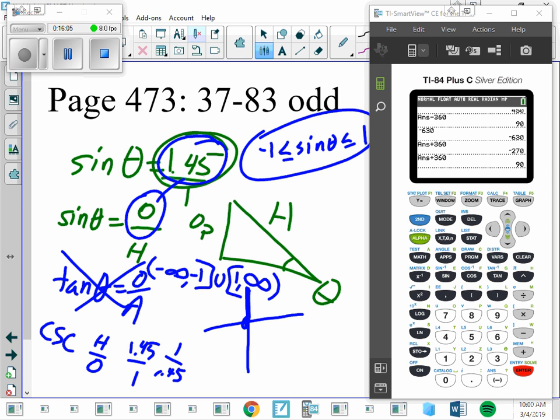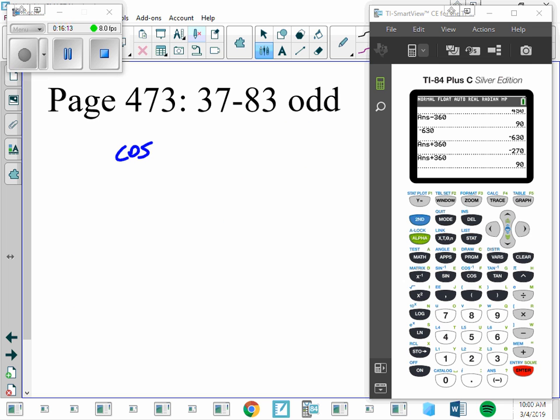The next one, evaluate the following expressions exactly. So we just use the unit circle. If I wanted the cosine of 120, I grab my unit circle and look at 120. Do I look at the x value or the y value? The x value. At 120, the x value is -1/2. Easy enough. Same thing in radians.